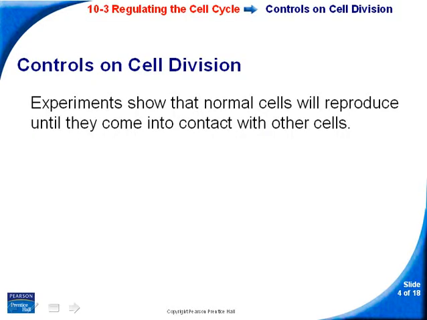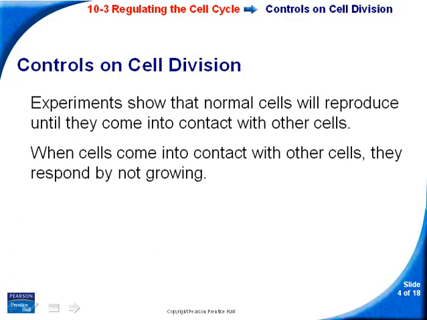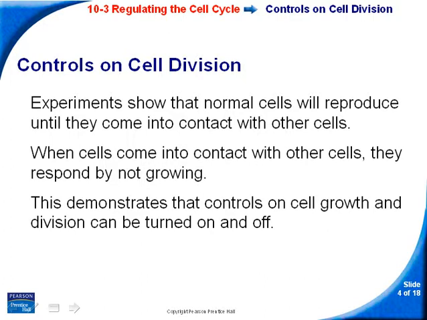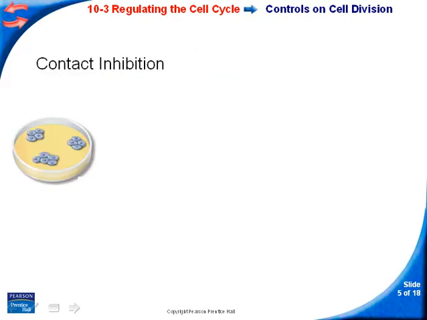So what they've found is that normal cells will reproduce until they come into contact with other cells. And when they come into other cells, they don't grow anymore. And what this is showing is that cell growth and division can be turned on and off, just like with the scar. So let's look at this example here.